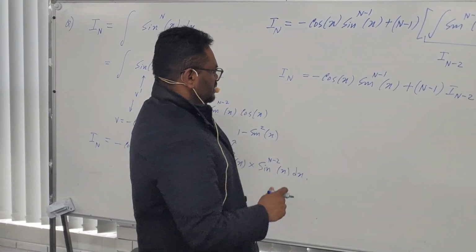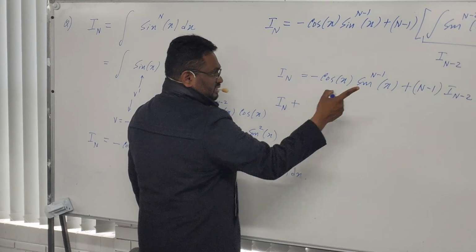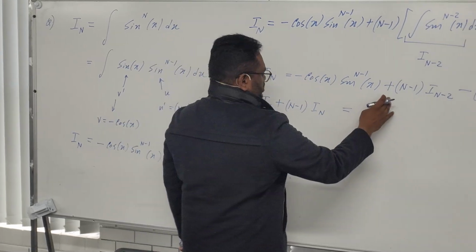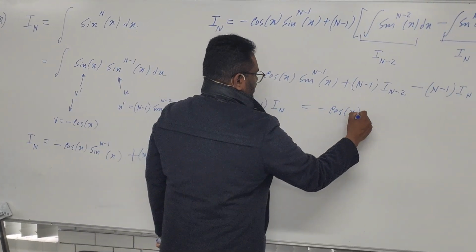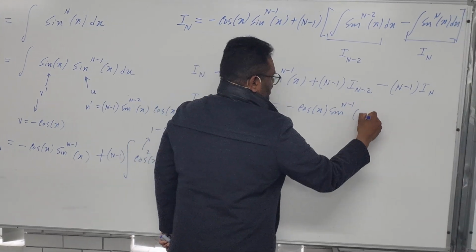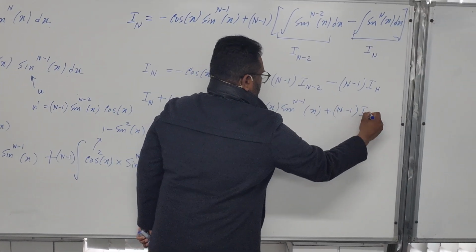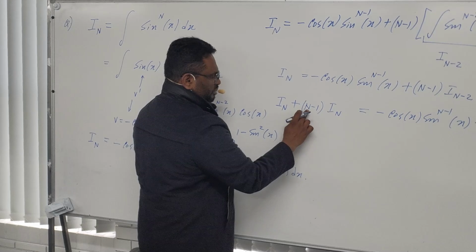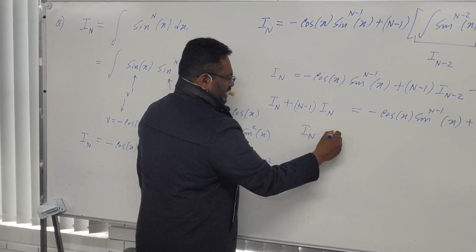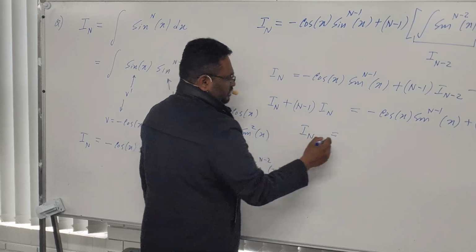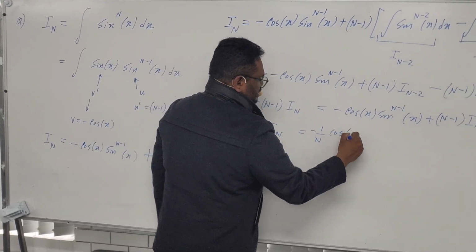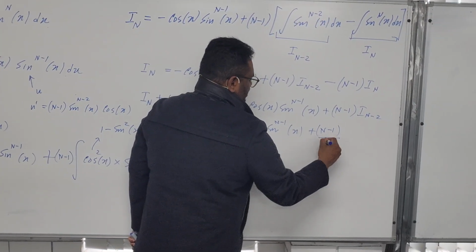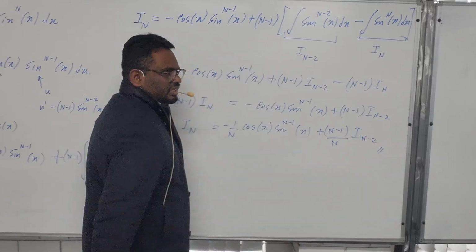If I do that, I get I_n plus (n-1) I_n is equal to minus cos x sin^(n-1) x, I'm just copy pasting now, plus (n-1) I_(n-2). Now you can see minus I_n plus I_n is gone, so it's going to be n I_n. To isolate I_n, we divide the whole equation by n. So it would be I_n equals minus 1 over n cos x sin^(n-1) x plus (n-1) over n I_(n-2). Done.